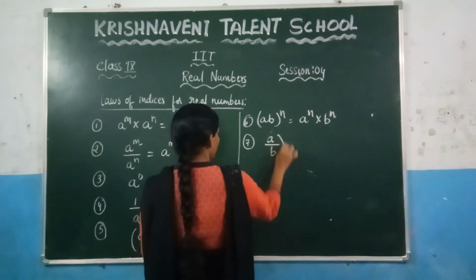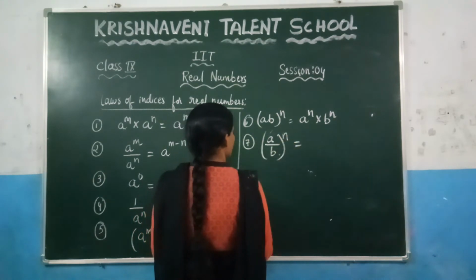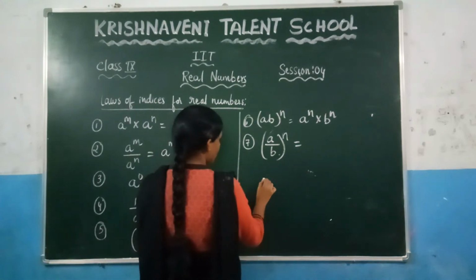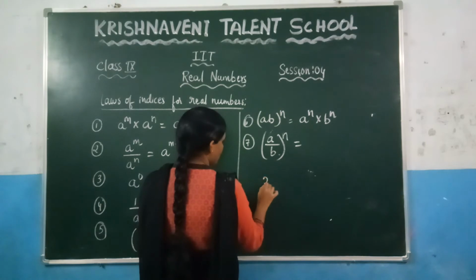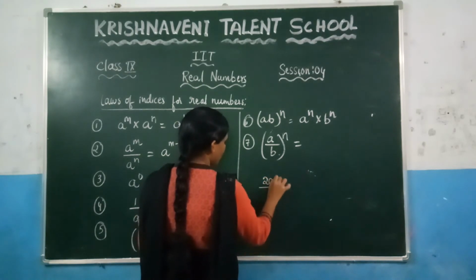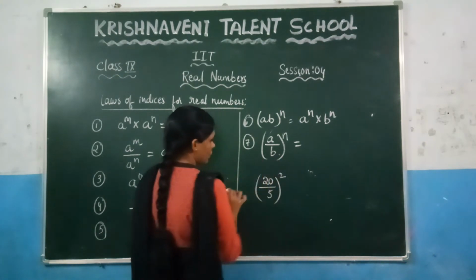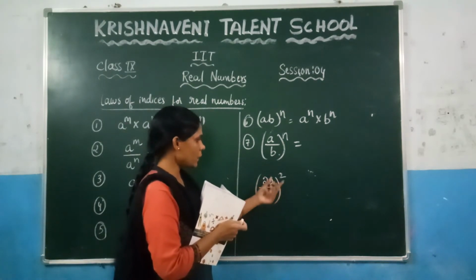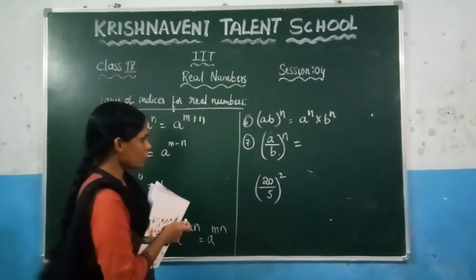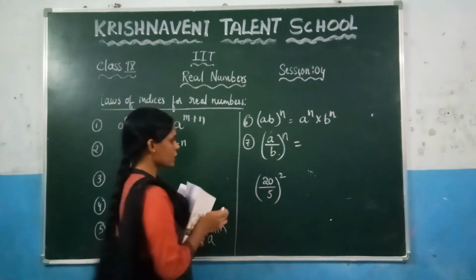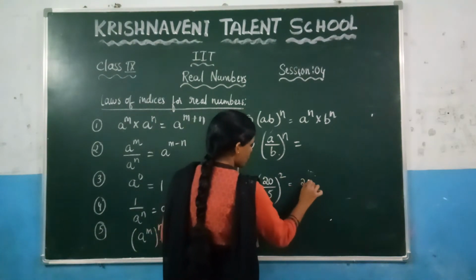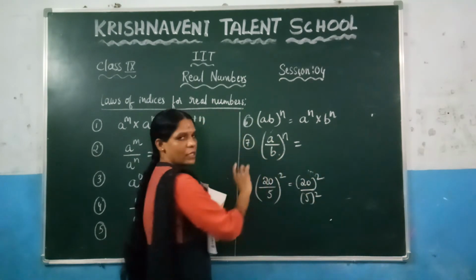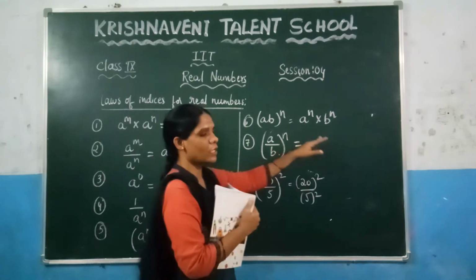(a/b)^n. So this is the next law of exponent. Let us solve this one here. Consider here (20/5)^2. You can observe that it is in the form of (a/b)^n. So you can solve this one in two different ways here. You can write this one as 20^2 by 5^2. The same thing we are applying here. (ab)^n is nothing but a^n into b^n.